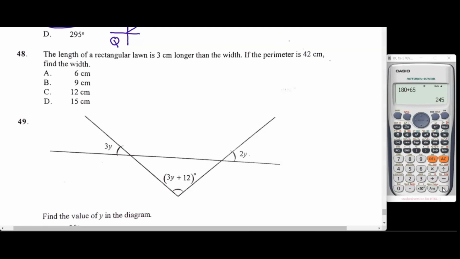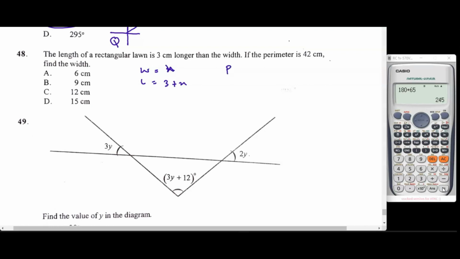The length of a rectangular lawn is 3 centimeters longer than the width. So if the width is equal to x, then the length will be 3 plus x, because we are told that the length of a rectangular lawn is 3 centimeters longer. If the perimeter is 42 centimeters, find the width. So we are looking for the width, which is x.